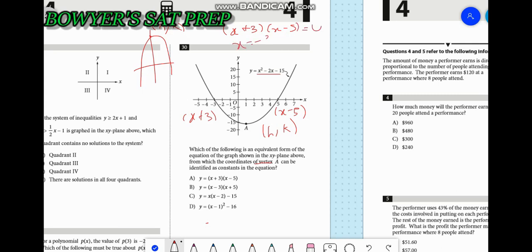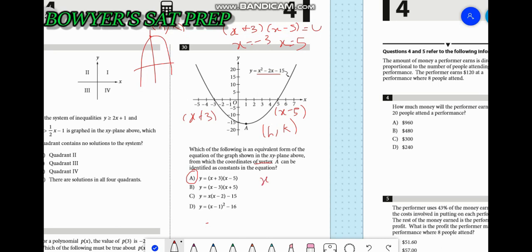So x equal to minus 3, x is equal to 5. So you have x plus 3 and x minus 5. When you solve it, you get the same equation. So you have the same thing, x plus 3 and x minus 5. Now let's see if we change this one to vertex form.